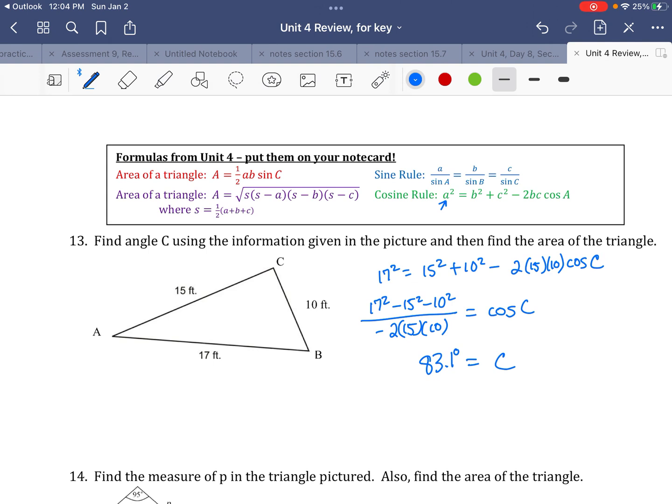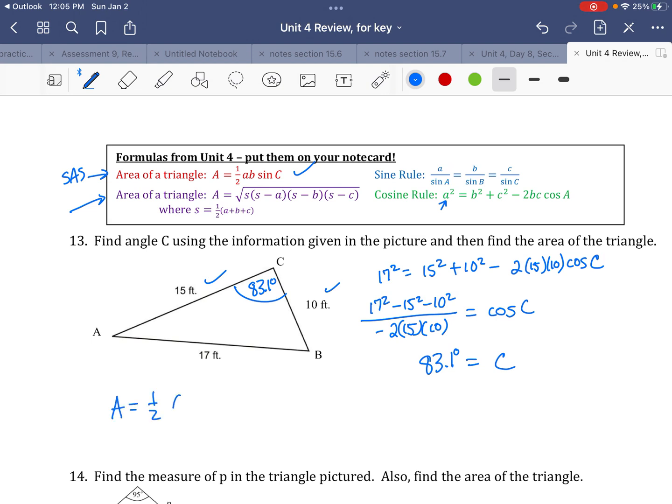All right, and then find the area of the triangle. So we just found out that this is 83.1 degrees. I could do either formula. I could do 1/2 AB sine C, so I could use these two sides, and here's my C right there, because it's made for side angle side. Or I could use the other formula, because it involves the three sides. But since I found angle C, I think I'm going to use the red one up there.